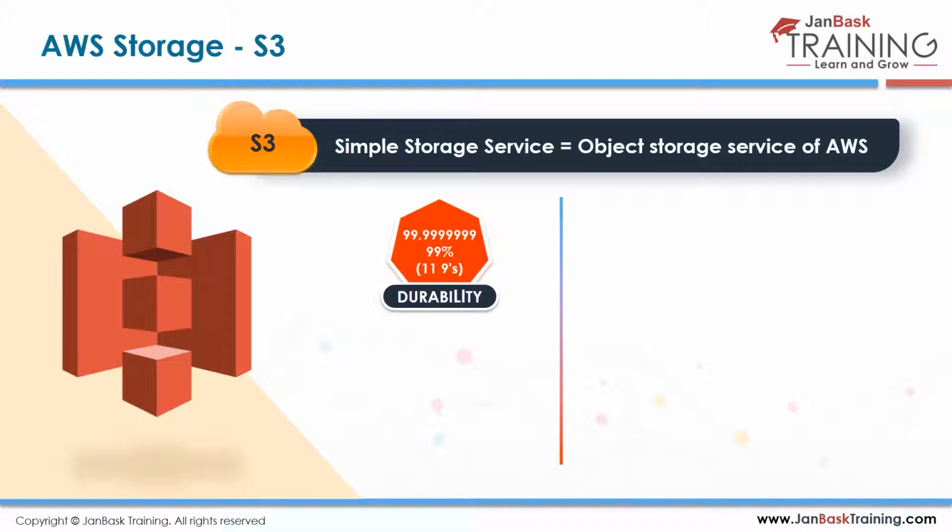So that means out of a year, the chances of you not being able to access your data is less than 1 in 10 million. Yeah. So you also have to think about this.